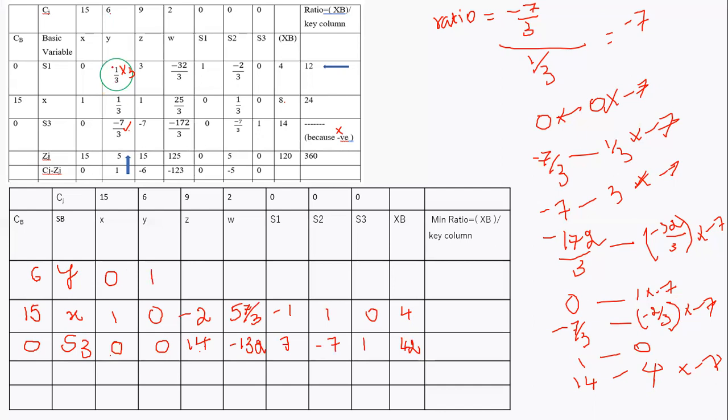So we have 0, 1. So next 3 into 3 will be having 9. So here 3 will get cancelled. So therefore we'll be having minus 32. And then similarly 3 will get cancelled. So therefore we'll have minus 2. Then 0. Then 4 into 3 will be having 12.